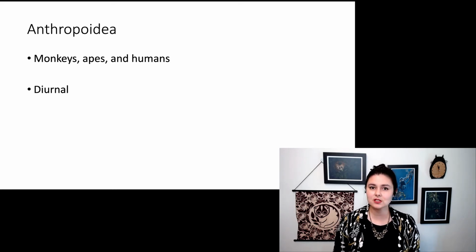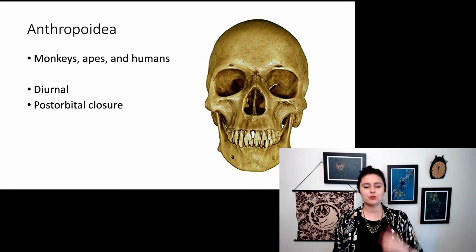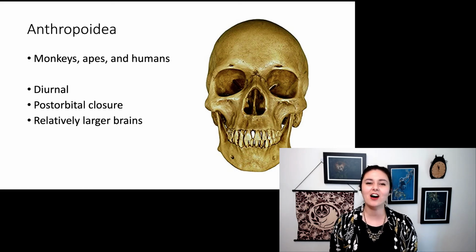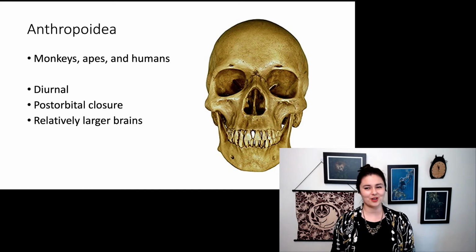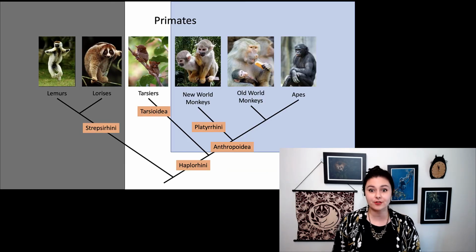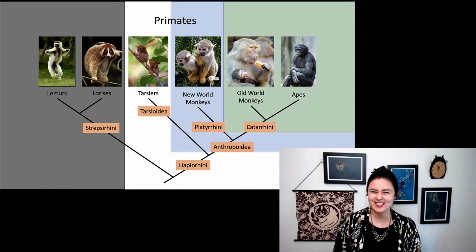Now, most of these species are diurnal. They're active during the day. They have this full postorbital closure. You can't stick your finger all the way through the eye socket. And all of these guys have relatively larger brains. Within anthropoids, we can make further divisions. We have our Platyrrhines and now our Catarrhines.